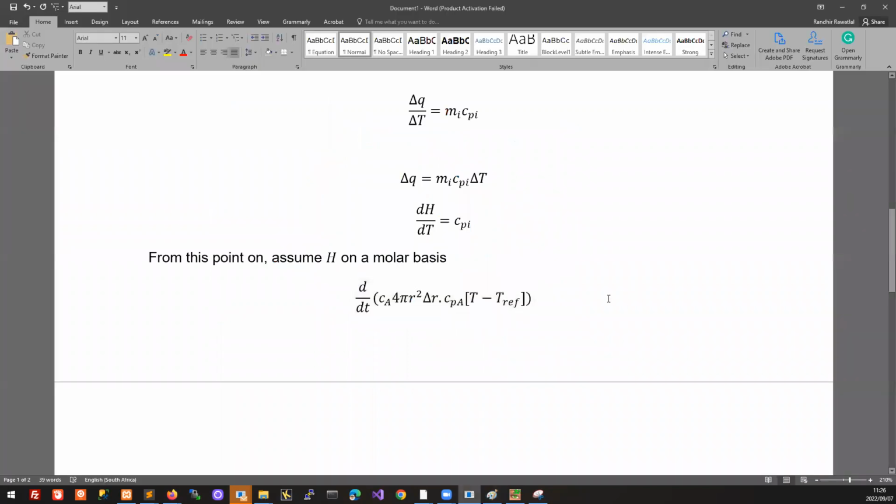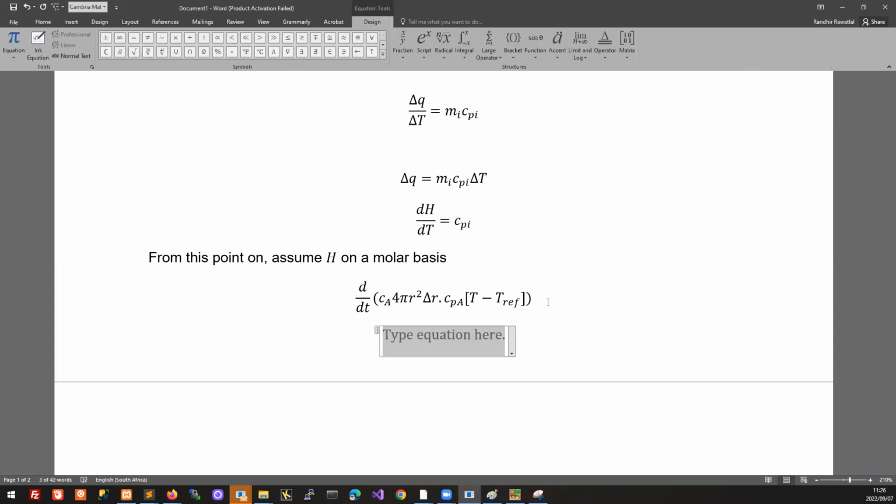So in the case of conduction, we can say the conduction flux, and let's use capital Q, that is, conduction flux is equal to the conductivity. So, sorry, it should be a lowercase kappa. The conductivity multiplied with the temperature gradient, dT/dr.